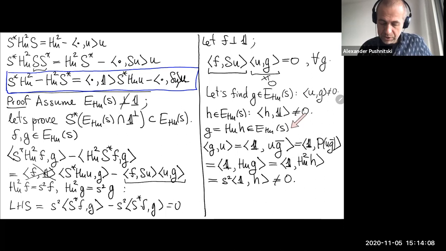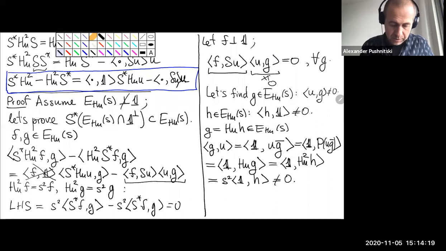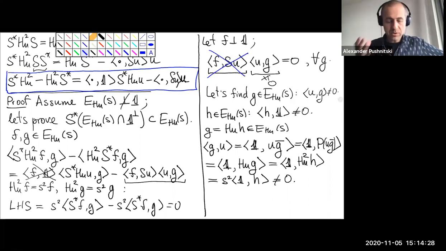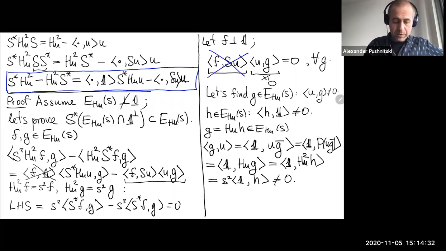So I found an element G such that the inner product G dot U is non-zero. So this term is non-zero. And so as a consequence, this must vanish. F, comma, SU must vanish. So let's take stock of what we've computed. So we've started with an element F, which is in our Schmidt subspace and which is orthogonal to 1.